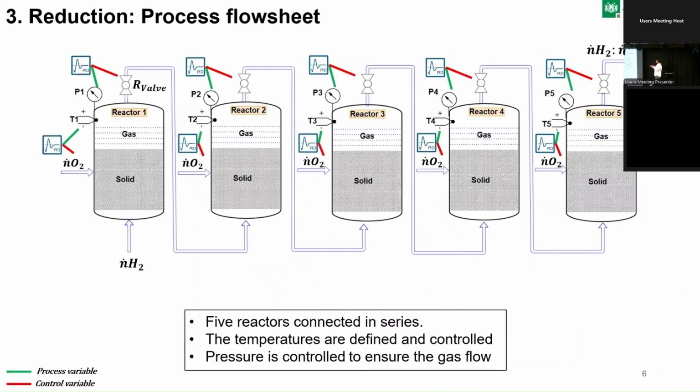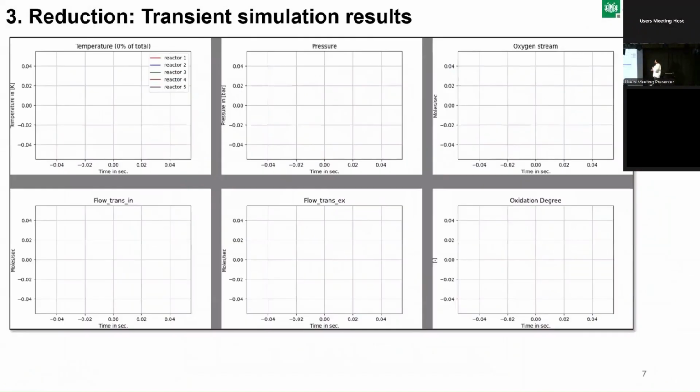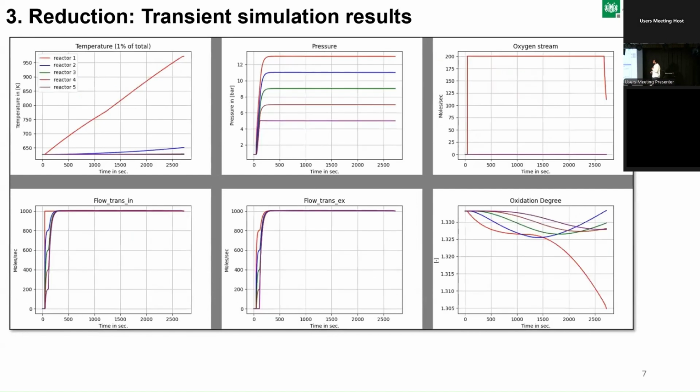So now this is the simple process flow sheet, the first one done for the reduction process. We simply connected 5 reactors in series. And as I said, the reactors are temperature and pressure controlled. So here is the graphical user interface. So here comes Python now. We can do graphical user interfaces, we can do visualization and so on. So this is the graphical user interface of the reduction process.